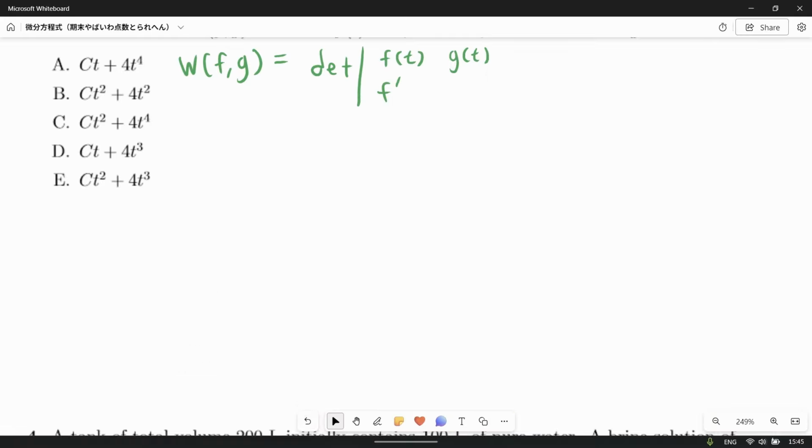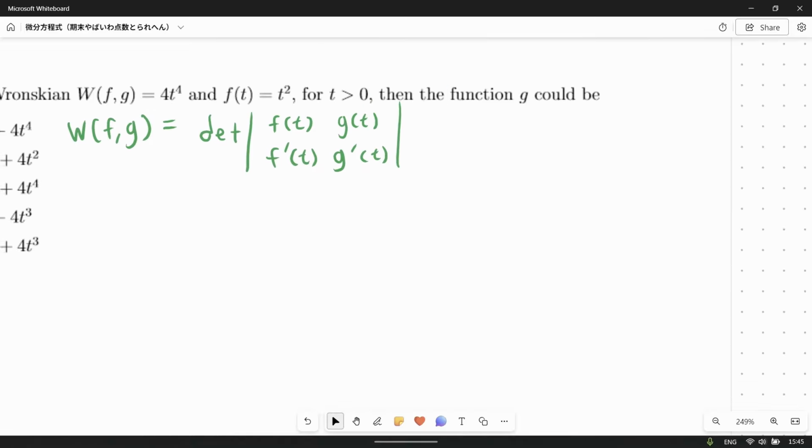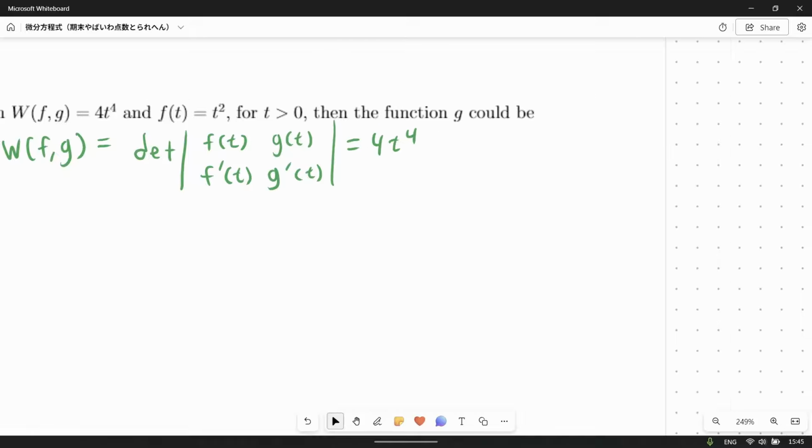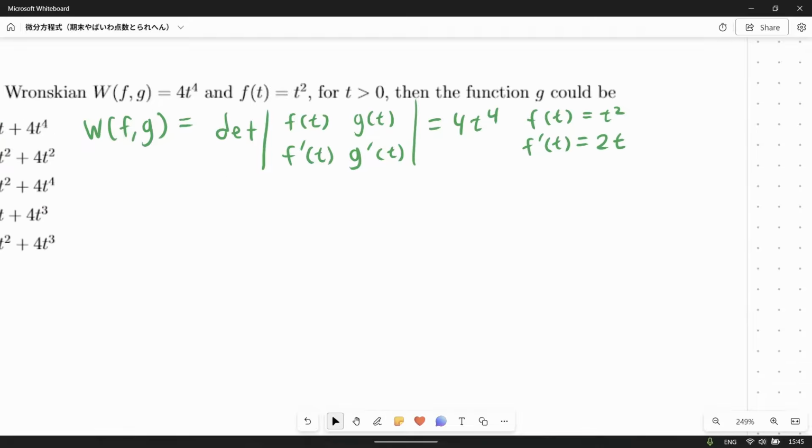So f prime of t, and then g prime of t, and then we take the determinant of that, and that would be equal to 4t to the 4th. So to start, we know what one of the functions is, that being f of t. I'm going to say that f of t is equal to t squared. So the derivative of that would just be f prime of t is equal to 2t. And from here, all we have to do is find what g of t is. We have everything we need to do that.